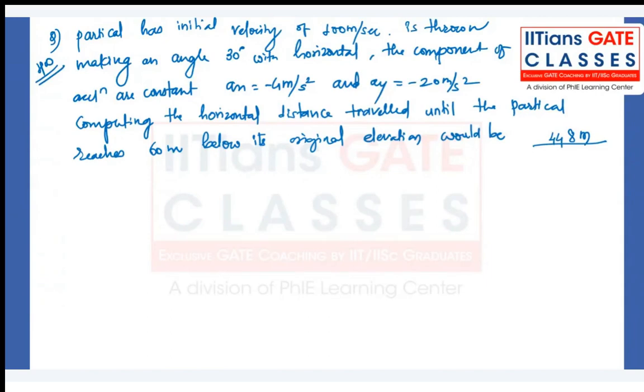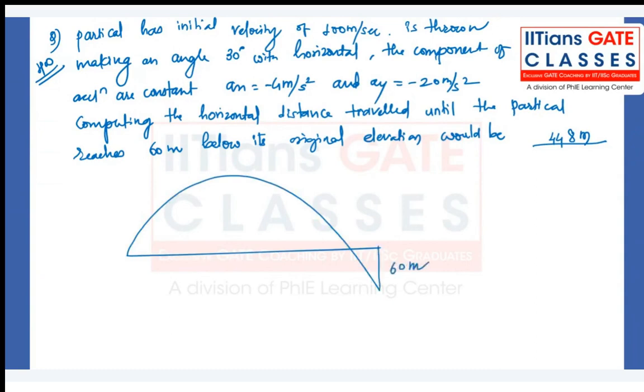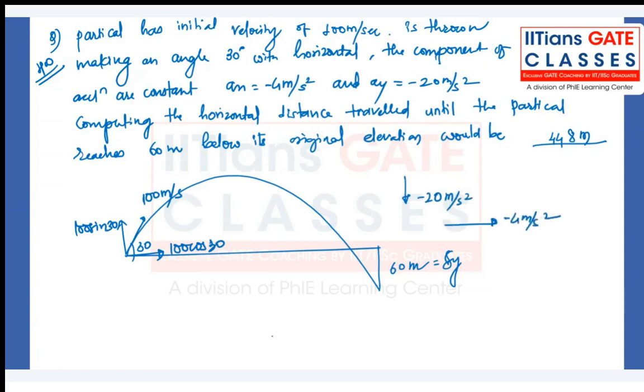Okay. This is 60 meter, delta y or Sy. A particle has initial velocity 100 meters per second, and is thrown making an angle 30 degree with the horizontal. The component of acceleration in this direction is minus 20 meter per second square, and in the horizontal direction the acceleration is minus 4 meter per second square. So this is the given data. Try to use this given data and solve this question.